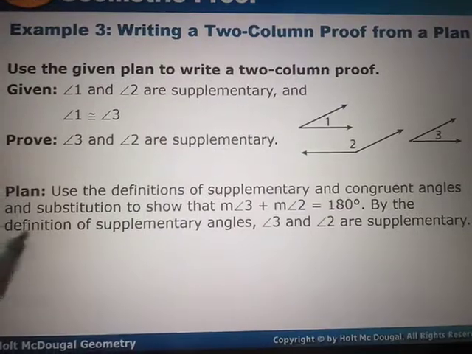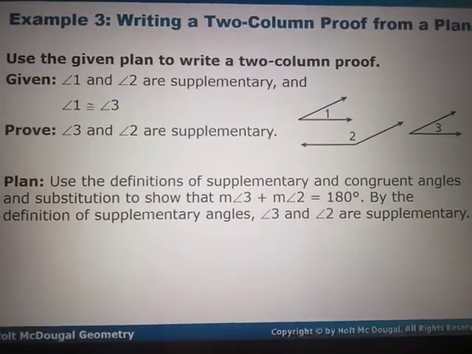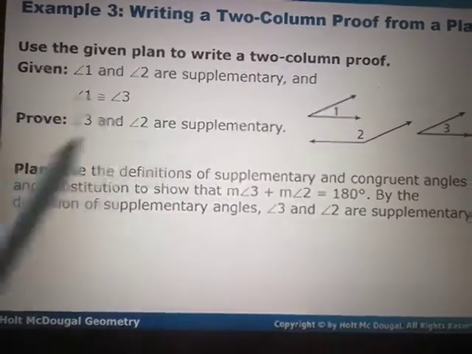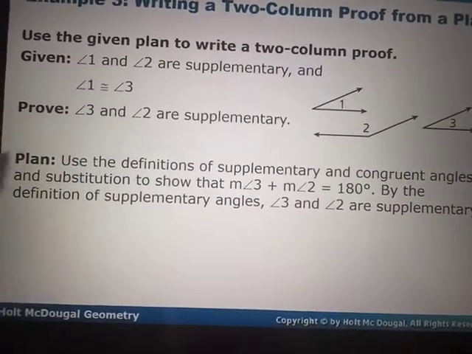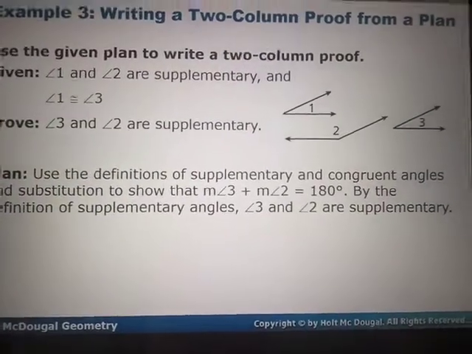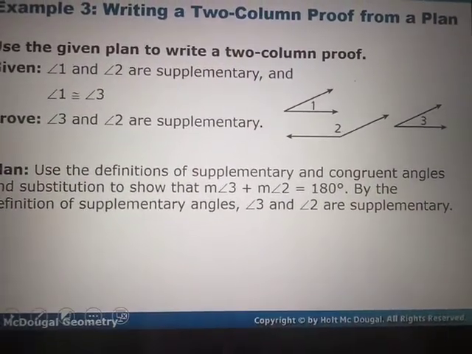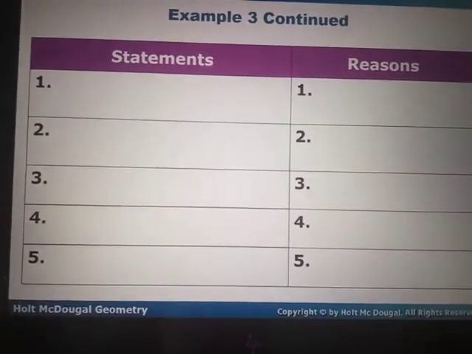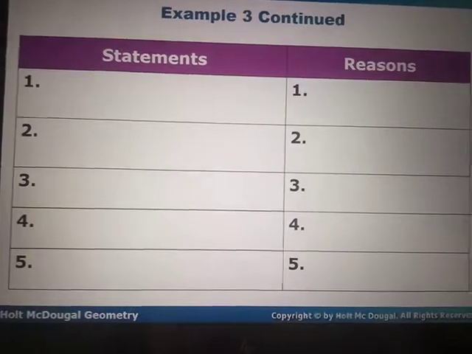Given angle 1 and angle 2 are supplementary, and angle 1 is congruent to angle 3. Prove angle 3 and angle 2 are supplementary. Okay, so you will do two columns and write the statement in the first one and the reason for the second one.